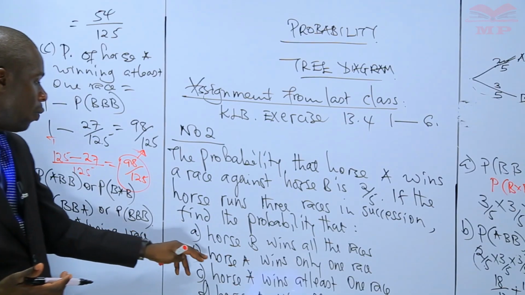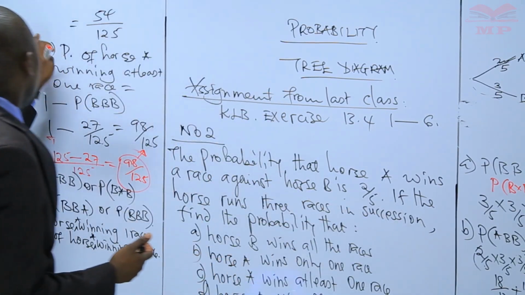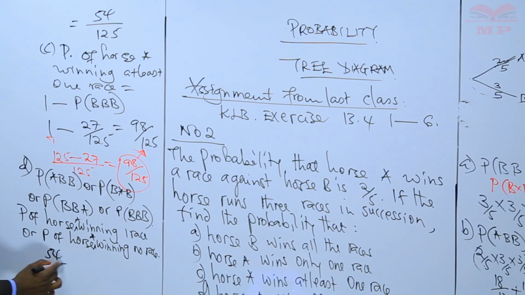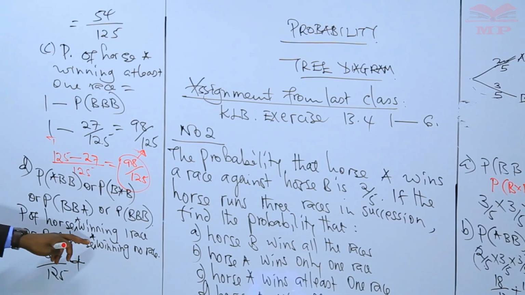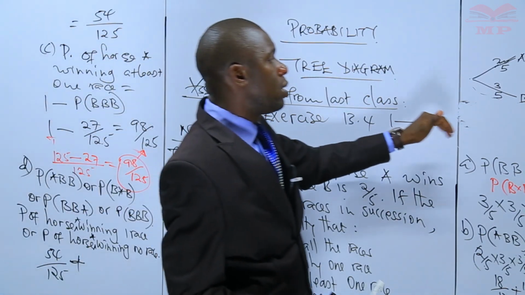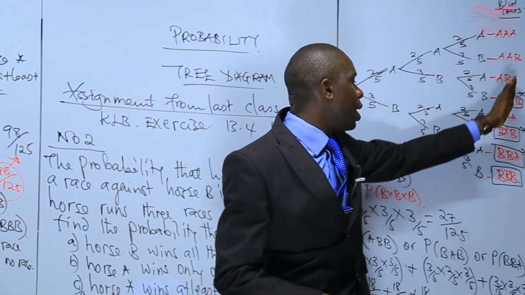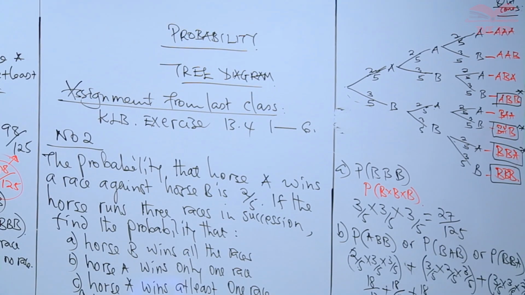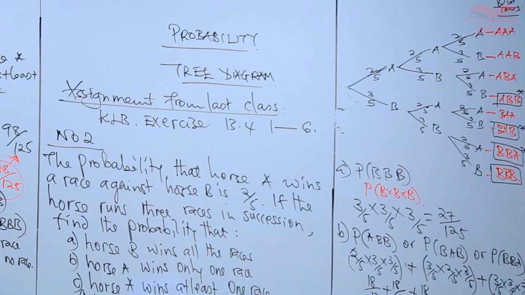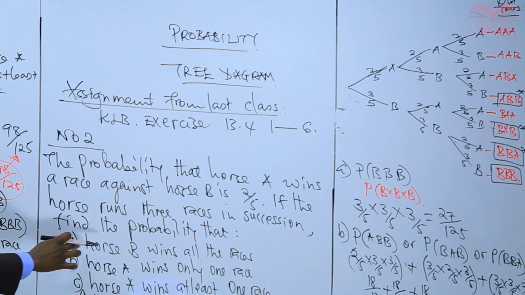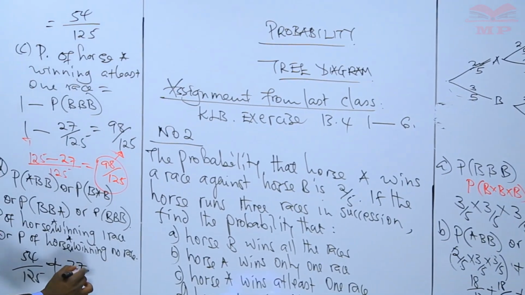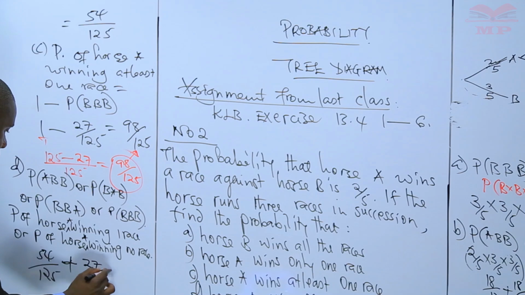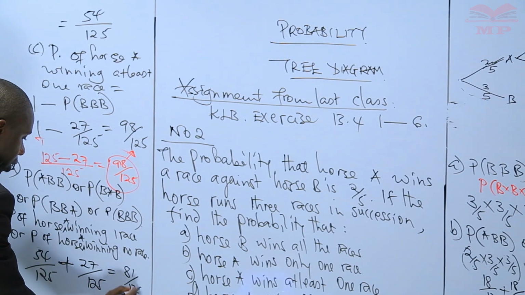So the probability of OS A winning only one race, we worked it here, which gives us now 54 out of 125, plus the probability of OS A winning no race. Now, when we look at our tree diagram, the only instance where OS A is winning no race is where OS B is winning all the races. So that is similar to the probability of OS B winning all the races here, which was the first instance, 27 out of 125. So when you work this out, you get 81 out of 125.